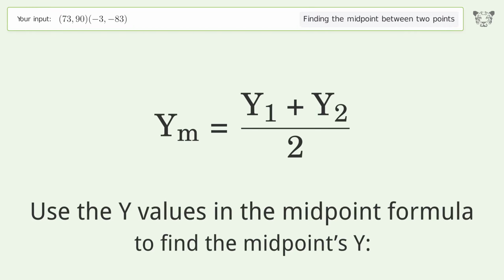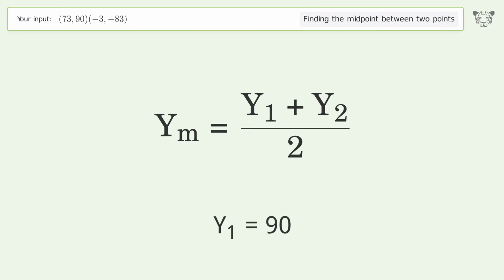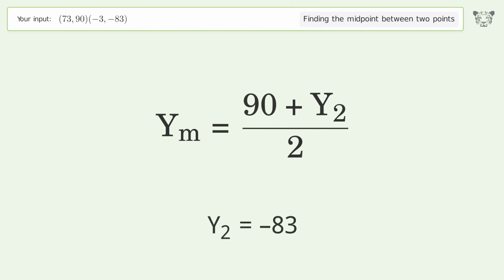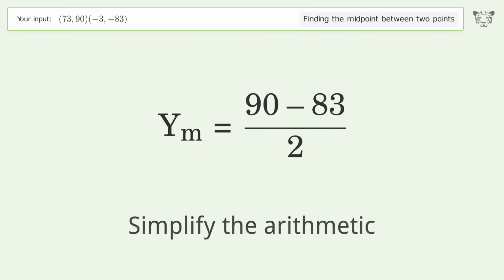Use the y values in the midpoint formula to find the midpoint's y. y1 equals 90. y2 equals -83. Simplify the arithmetic.